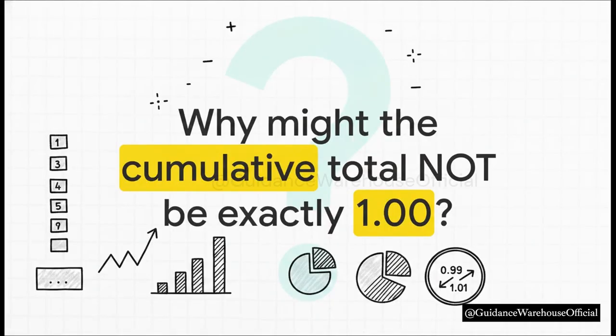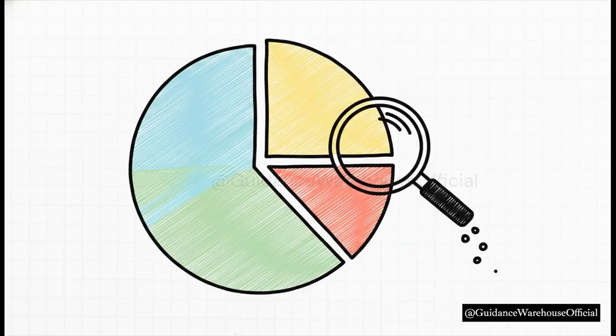Time for another quick retention check. Let's say you've reached the very last row in your cumulative relative frequency column. As we said just a minute ago, this running total should ideally land on exactly 1.00. But sometimes you might get 0.99 or maybe 1.01. Why on earth might that last entry not be perfectly 1.00? Any guesses? If you guessed rounding, you hit the nail on the head.